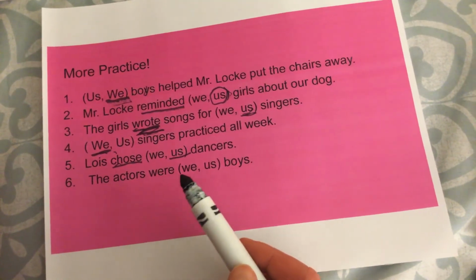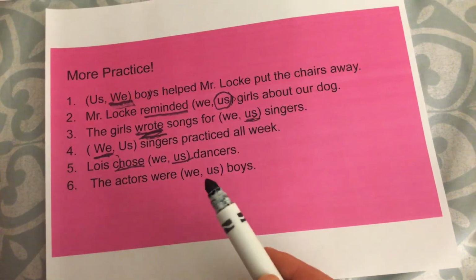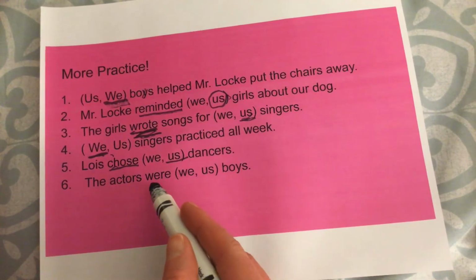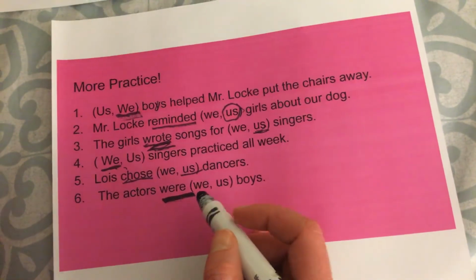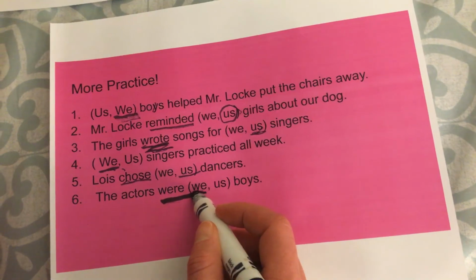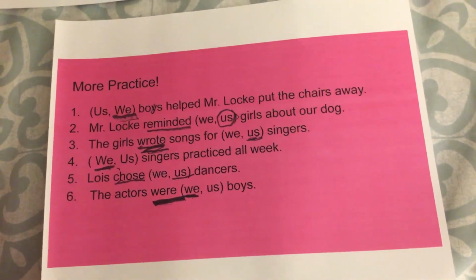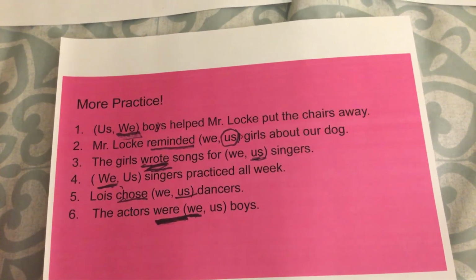And our last example. The actors were we boys or the actors were us boys? So I want to really look at my verb. My verb here is were, which is a linking verb. And the answer is we. We comes after a linking verb. And you can check your work by reading it backwards. We were the actors. And that sounds good.